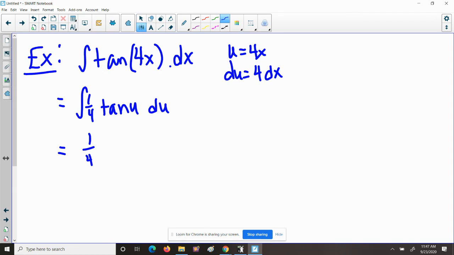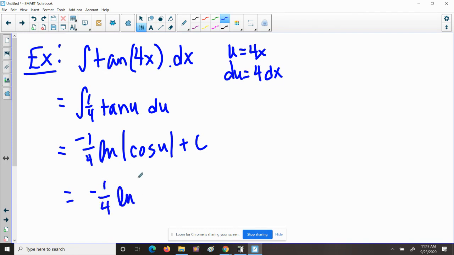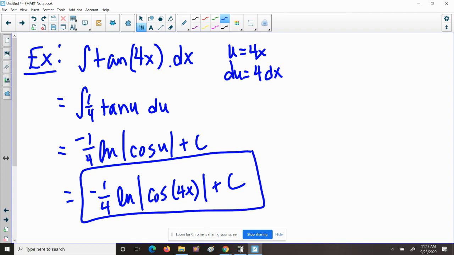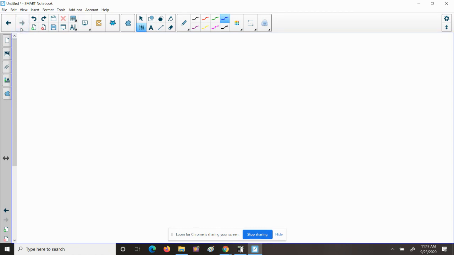Now, the integral of tangent of u is negative natural log, so I'm going to put a negative on top of the 1/4. So negative 1/4 natural log of absolute value of cosine of u plus c. Let's plug back in the u: negative 1/4 natural log absolute value of cosine of 4x plus c. And that would be our integral. That would be done. Okay, let's try one more.